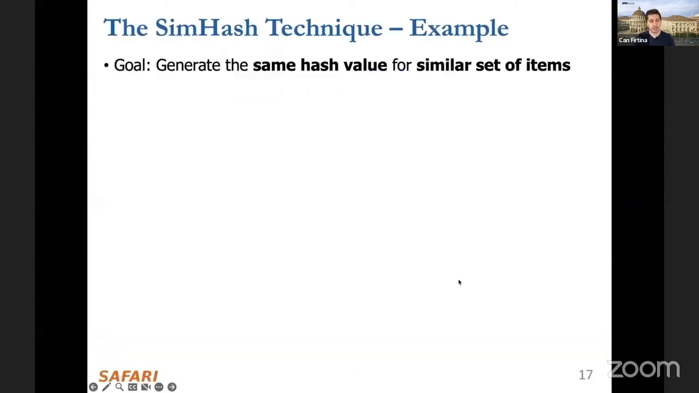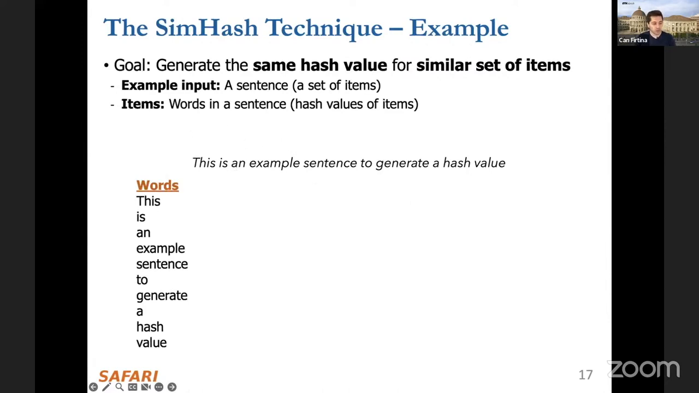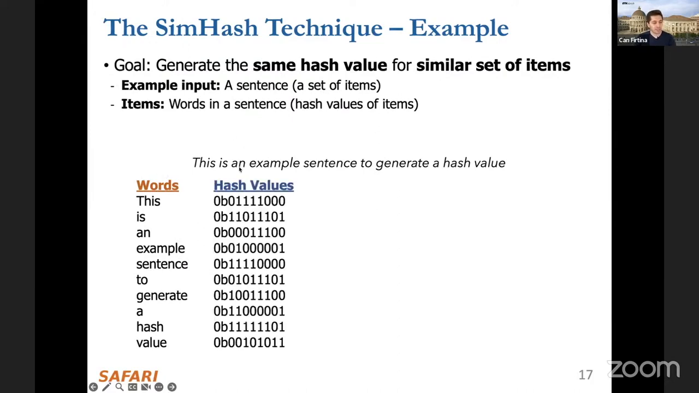So I'll now quickly describe how the SimHash technique works with an example. The goal in the SimHash technique is to generate the same hash value for similar sets of items. So we have an example input here, a sentence. Here, this is the example sentence, and we also have a set of items in this sentence. The set of items would be the words in that particular sentence. Or you can just assume that the hash values of these words, because what we essentially do is that after identifying the words or the items in the set, we start working with the hash values of these items in the set.